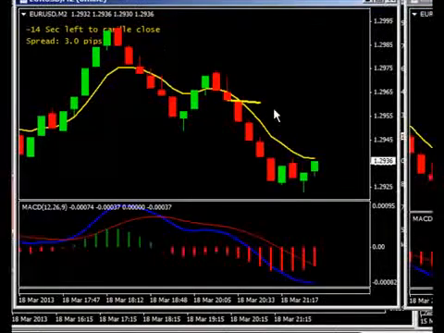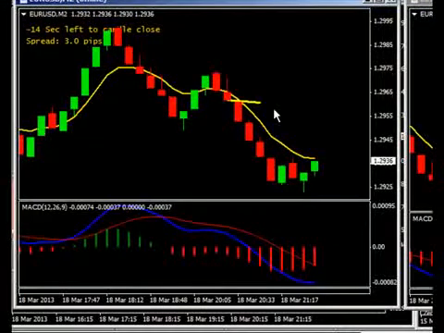Very cool. Okay, so that's the strategy. You can set it up pretty easy. You have all the indicators and stuff, so you can go ahead and give that a whirl.